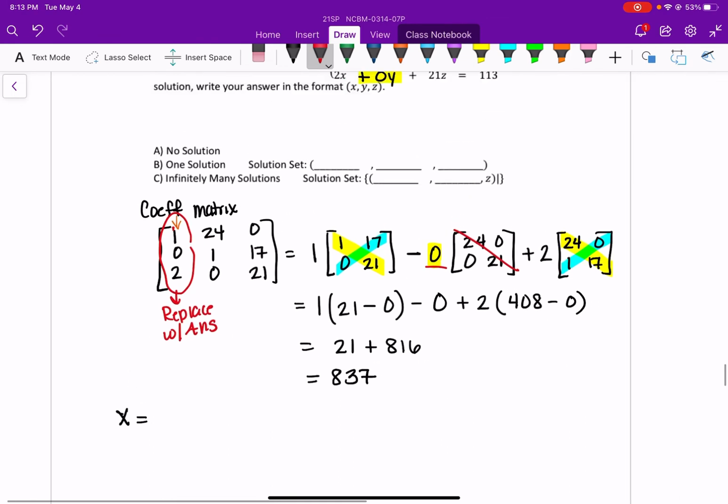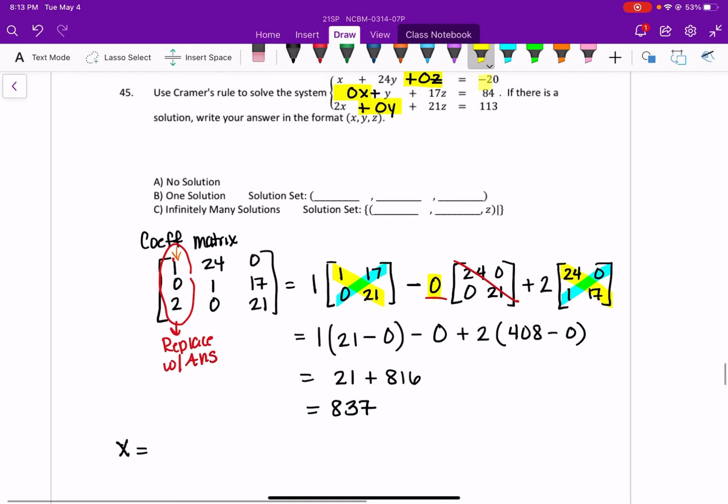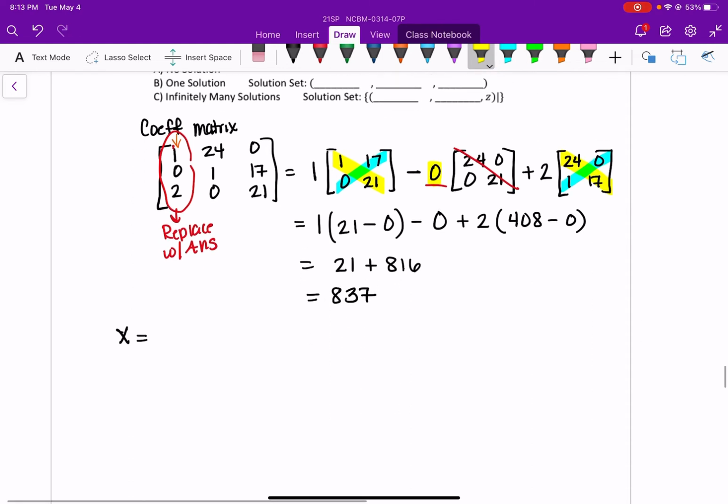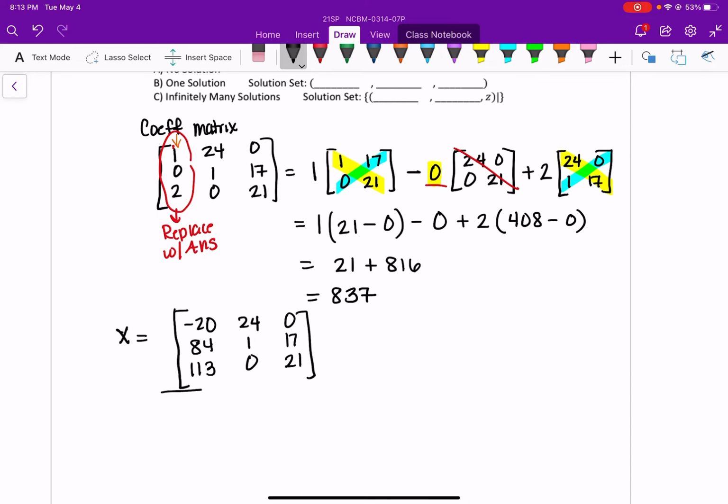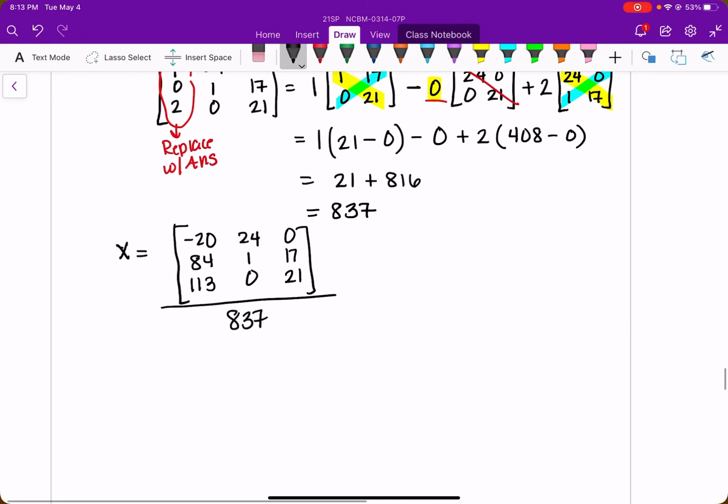So remember our answers are up there, right over here. So we're going to have negative 20, 84, and 113. So in my matrix here, negative 20, 84, 113, and the rest of the columns are going to stay the same, 24, 1, 0, 0, 17, 21, over 837. And we're going to bring that 837 back in just a second.